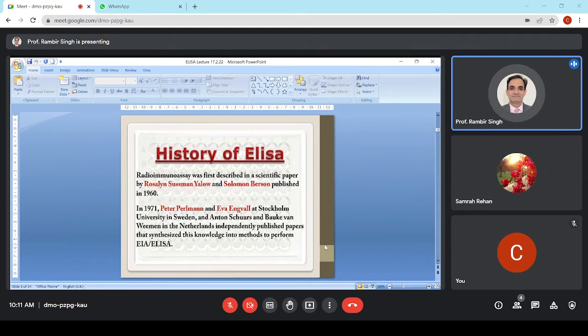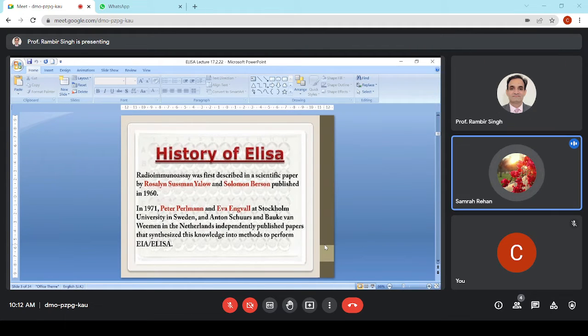So this is the history of ELISA, who developed it. It was basically developed by Rosalind Sussman Yalow and Solomon Berson. They published the first paper on some immunoassay they proposed, and later in 1961, Peter Perlmann and Eva Engvall at Stockholm University in Sweden, and in the Netherlands, independently developed papers regarding the development of ELISA.